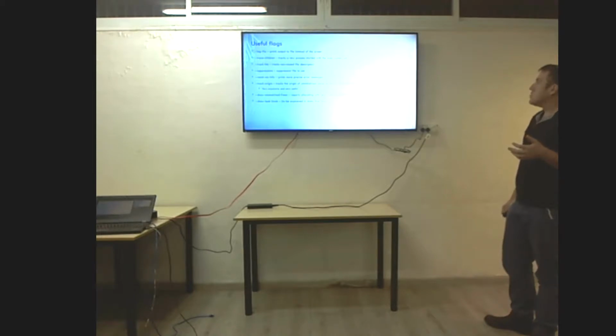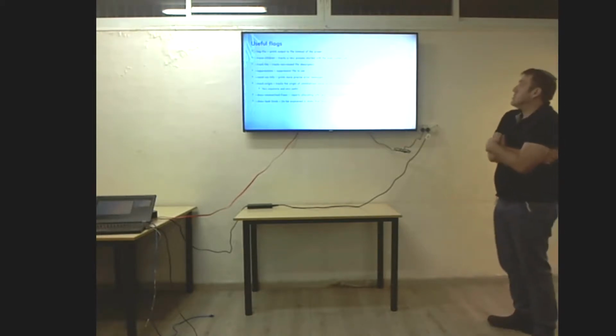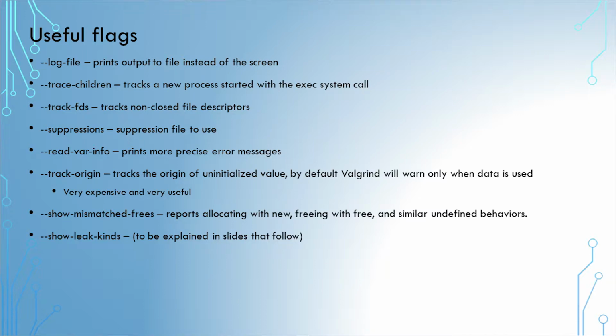Just one thing, let's first talk about flags, the general flags, and specifically for the memory. A log file is much better than just running without, so you can have all the log in one place. Track children: if you are running an executable, forking a new child, not with fork but with the exec system call, then Valgrind will also track the child. Sometimes you want it, sometimes you don't, depends on you. By default, it's no.